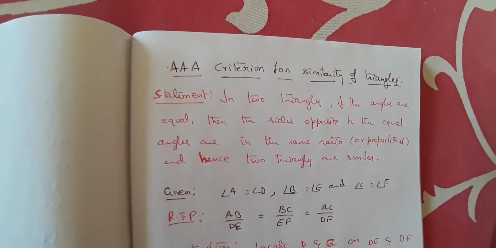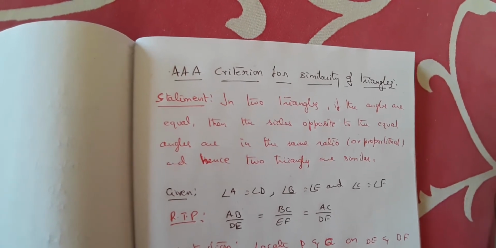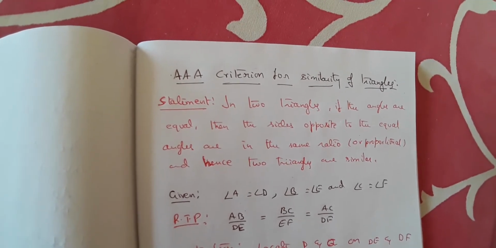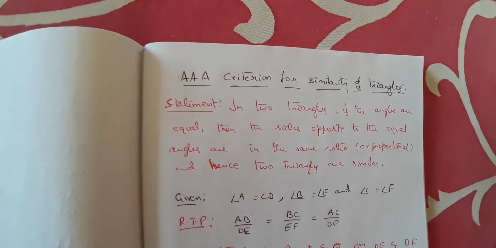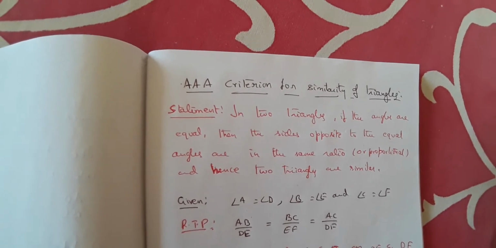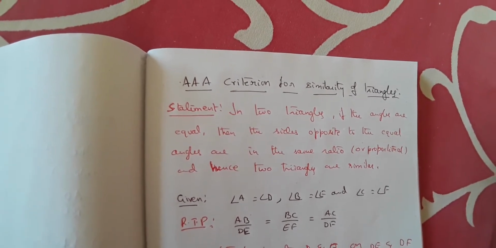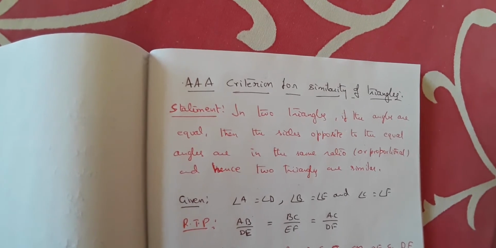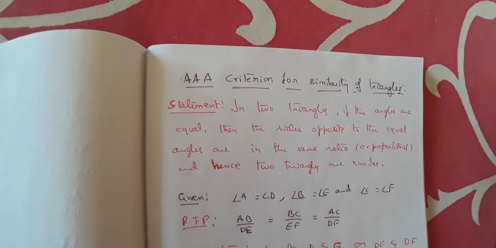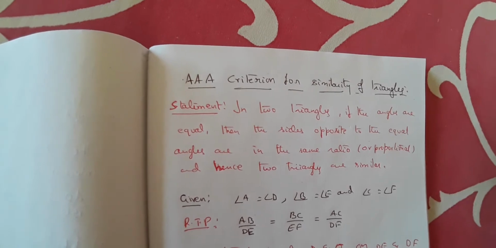Right, let's continue with similar triangles. We have finished the first exercise already and then also completed writing the slip test. And now let's move on to the next criteria of similarity of triangles. So, what's the first one we are going to discuss?